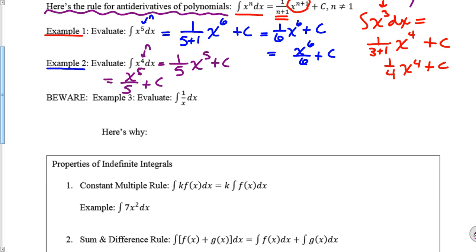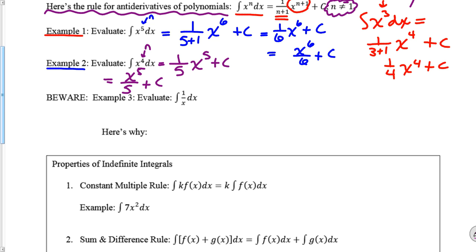Now, this next one has a big, huge beware in front of it. And there's a reason for it. If you back up to the rule, I'm going to circle something in the rule, which you can barely see, n is not equal to 1. This rule does not work if n is equal to 1. Actually, it's supposed to be a negative 1. That's a typo. It's supposed to be a negative 1. Please fix that in the bubble.